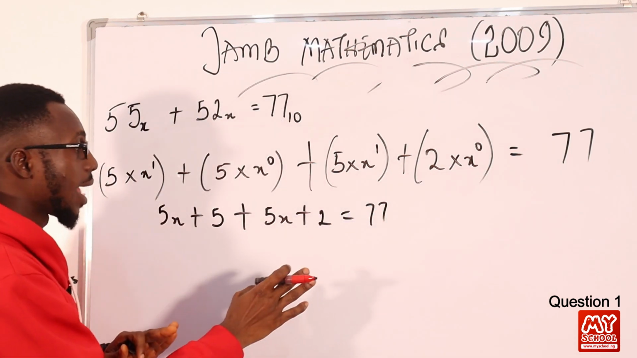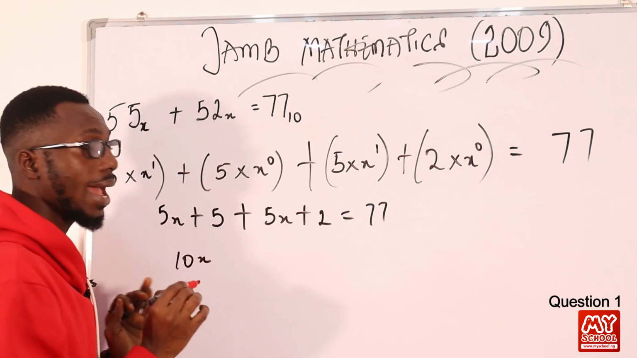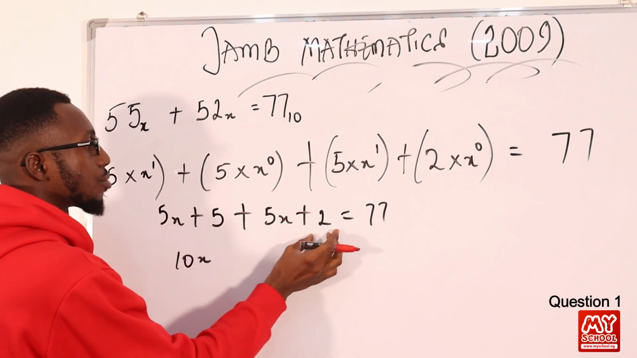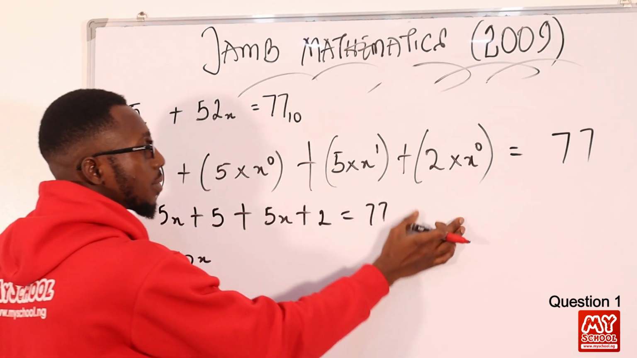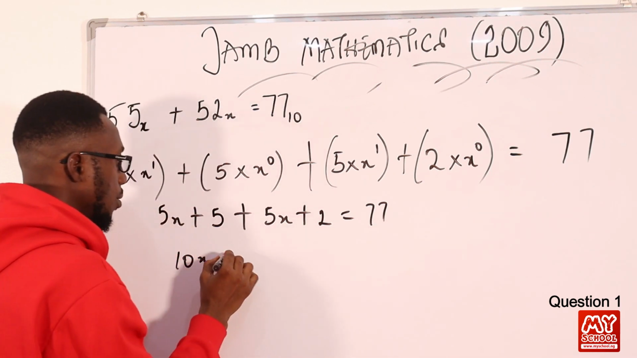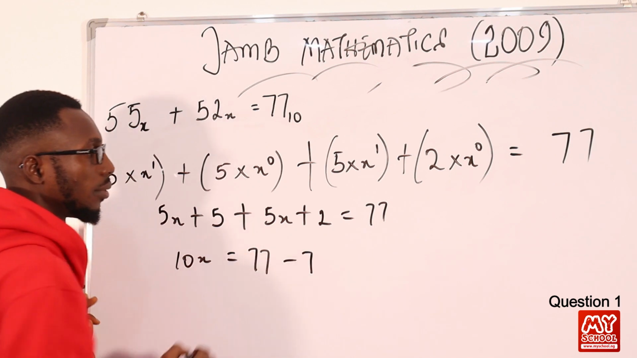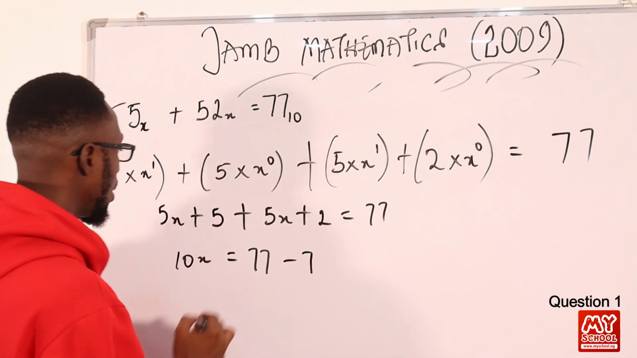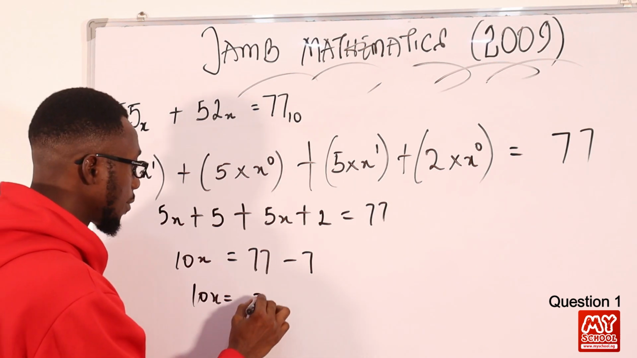So let's collect like terms. I have 5x plus 5x, that accounts for 10x. Then 5 plus 2, that is 7. So I have plus 7 on this side. If I send it outside, it becomes minus 7. So I have 77 minus 7. Then I have 10x equals 77 minus 7, that is 70.